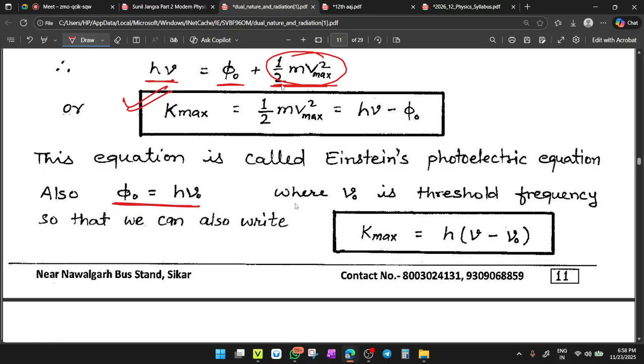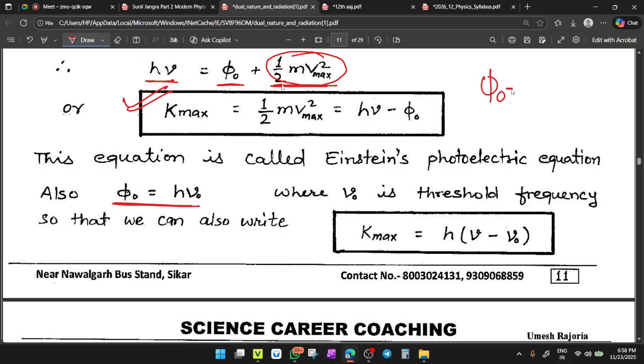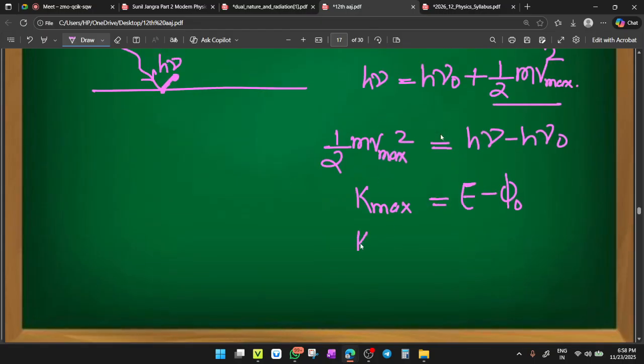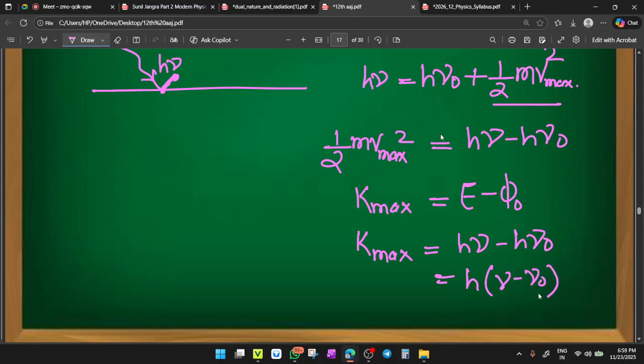Also phi naught equals h nu naught. We know phi naught is the work function, the energy to release the electron. So this is the minimum frequency that will constitute our work function. This frequency is called the threshold frequency. So K max equals E minus phi naught, where E equals h nu and phi naught equals h nu naught. Taking h as common, it will be nu minus nu naught. So K max equals h times nu minus nu naught.